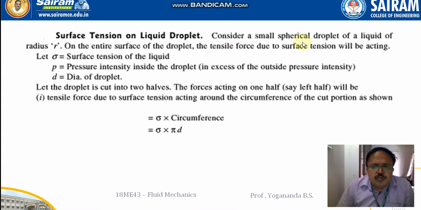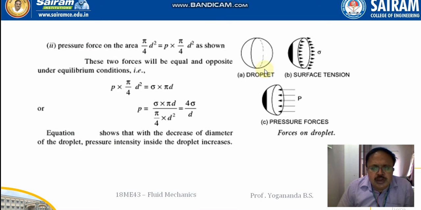Now we have a small derivation on surface tension in the case of a liquid droplet. Consider a small droplet of liquid of radius r. On the entire surface of the droplet, the tensile force due to surface tension is acting. Let sigma be the surface tension of the liquid, P the pressure intensity inside the droplet, and D the diameter of the droplet. You can see the droplet here. Imagine that I am going to cut this droplet into two equal parts. Here on the surface of the water droplet, the surface tension force is acting.